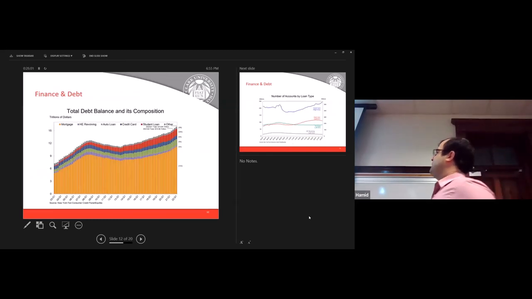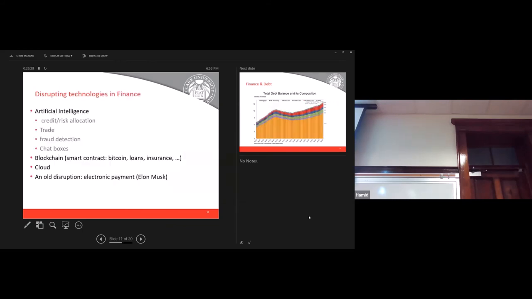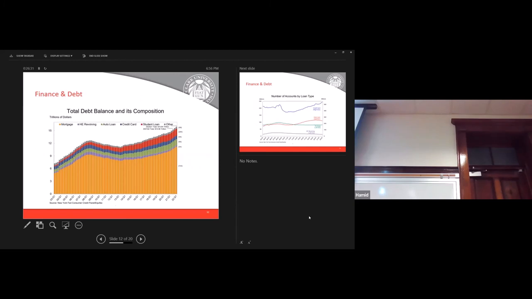So I put some statistics here, like for example, total debt balance and decomposition. In the US in 2021, the biggest debt is from mortgage. Maybe second is the student loans. It just gives you, if you want to use innovative technologies, what would be the largest market for it? Maybe mortgage. I work with a company that looks at my crypto balance and they issue loans for me.